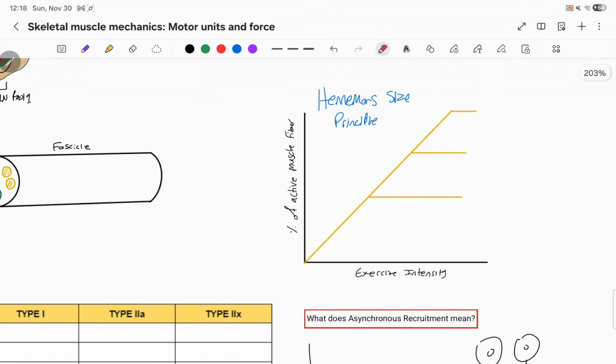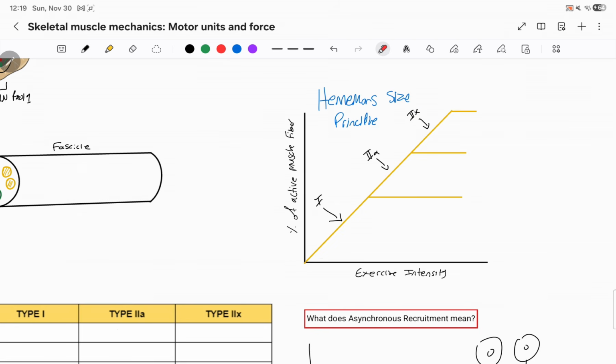Okay? A great depiction of this Henneman size principle is in this graph right here, where on the y-axis we have the percentage of active muscle fibers, and on the x-axis we have exercise intensity. And so with increasing exercise intensity, the percentage of active muscle fibers increases. And I'll tell you this right here. This guy is my type 1 fiber. This line is my type 2A, and this is my type 2X. What the hell does this have to do with the Henneman size principle?